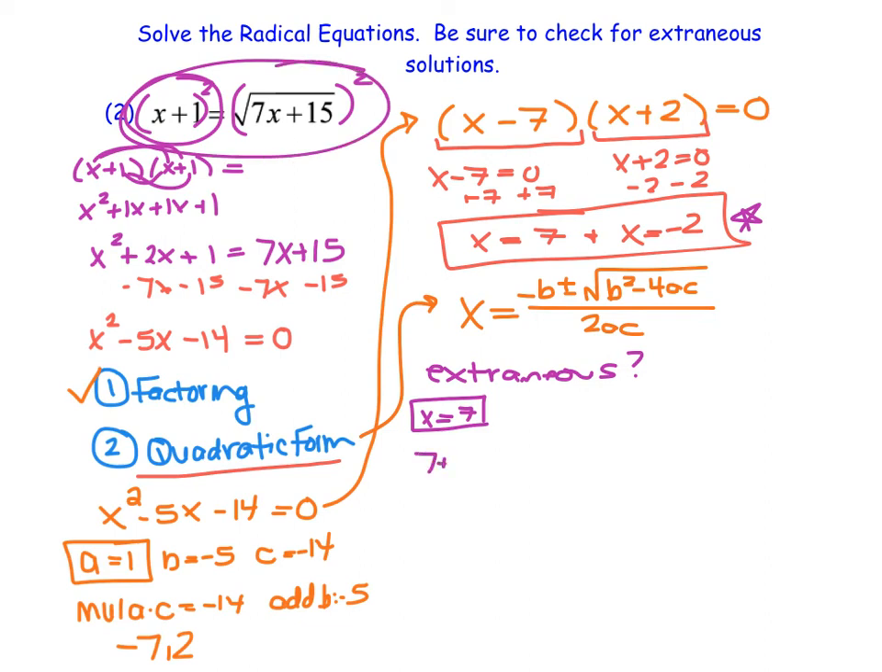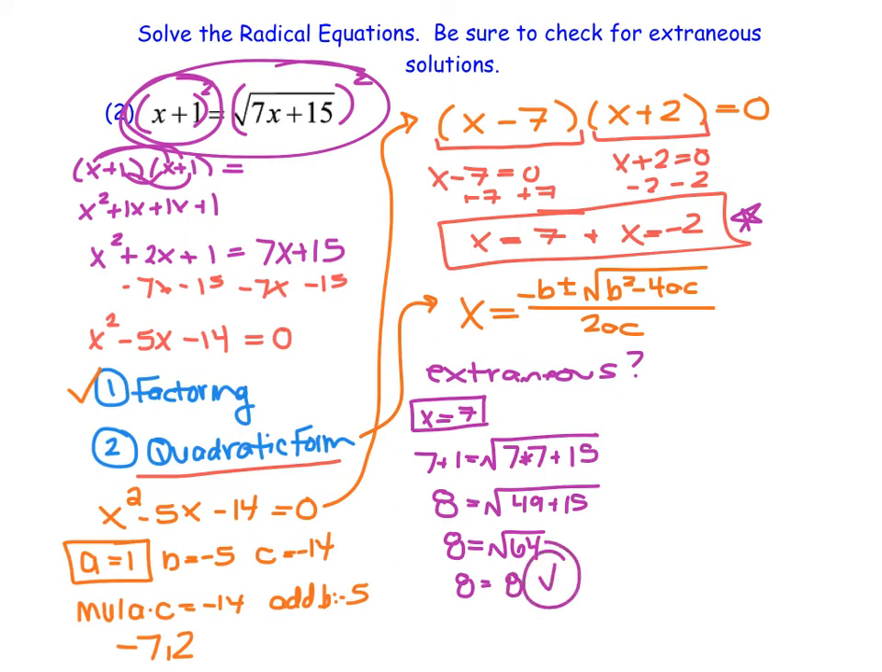So I have 7 plus 1 is equal to the square root of 7 times 7 plus 15. Well, 7 plus 1 on the left-hand side is just 8. 7 times 7 is 49. 49 plus 15 is 64. So I end up with 8 equals the square root of 64, which is 8. So I find out that 7 is a good answer. It is not extraneous.